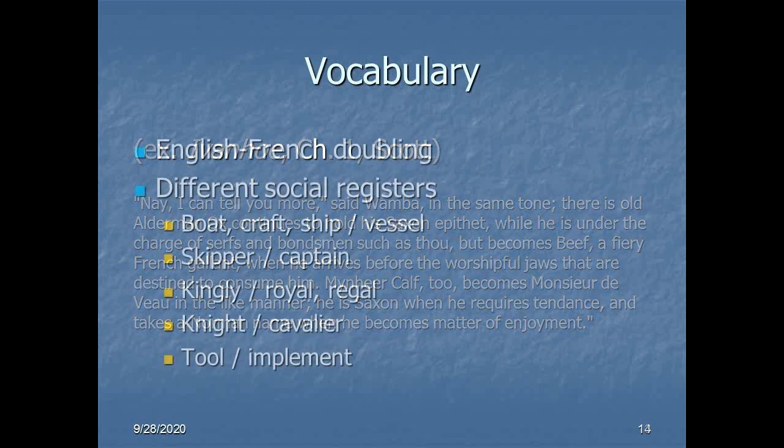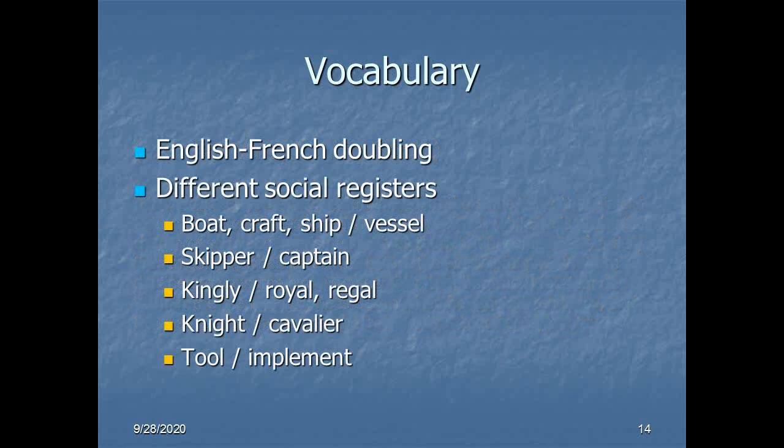What Scott is getting at here is something called English-French doubling. That is, we tend to have multiple words, often one English and one French, or more, that refer to the same thing, either under different circumstances, as in the animal-food dichotomy that he was describing, but also in other contexts as well. Where English-French doubling occurs, there is virtually always a difference in social register. That is, something can seem more sophisticated, less sophisticated, of a higher cultural level or of a lower cultural level, depending on what kind of word you use to refer to it.